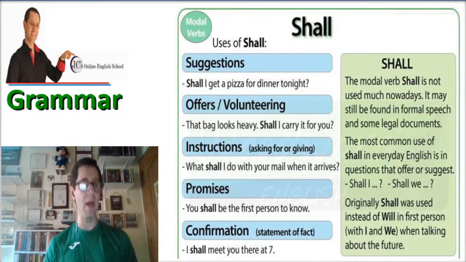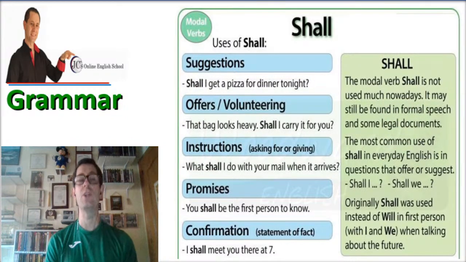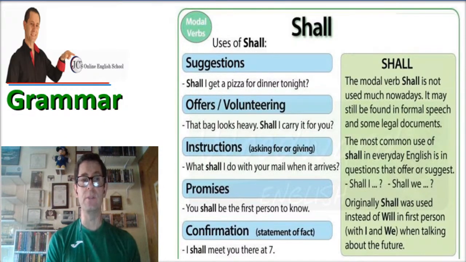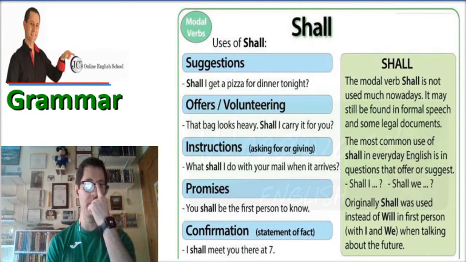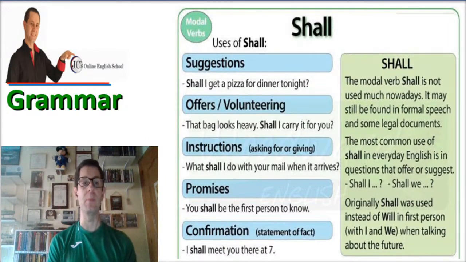All right, let's see what else we have. Let's take a look at a little bit of grammar, okay? The uses of shall, S-H-A-L-L. What are the uses of shall? Number one, we use it for suggestions. For example, shall I get a pizza for dinner tonight? It's a suggestion.